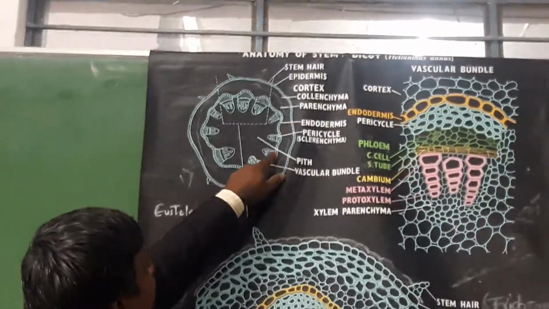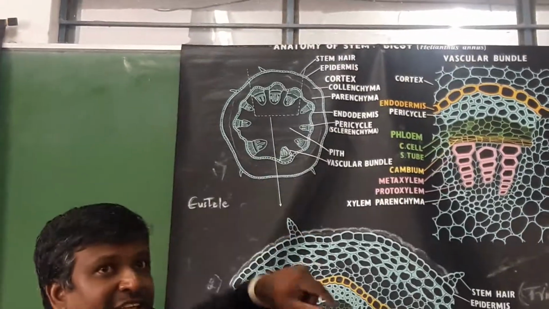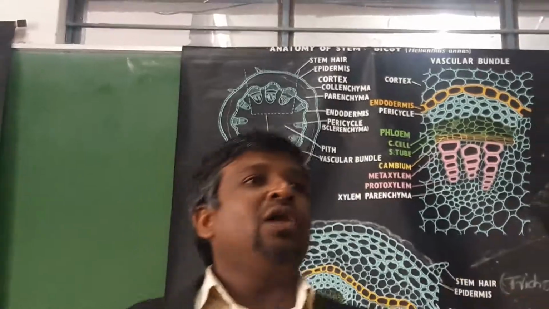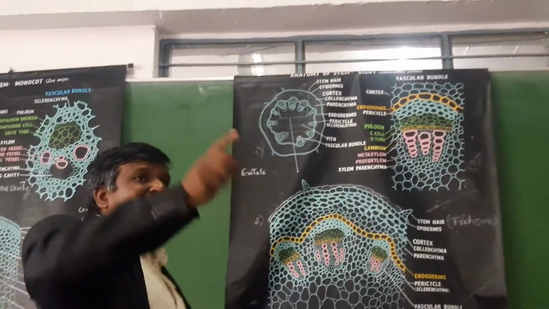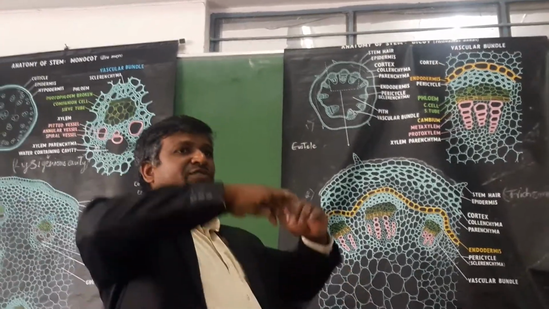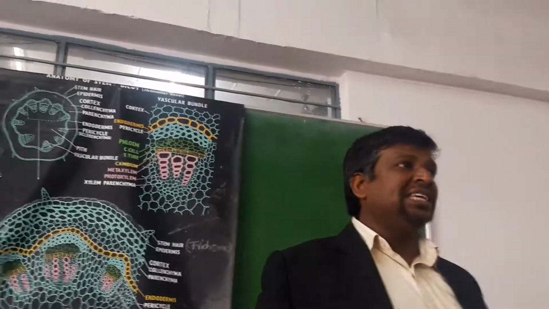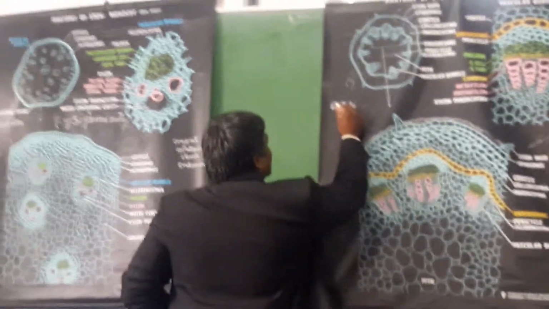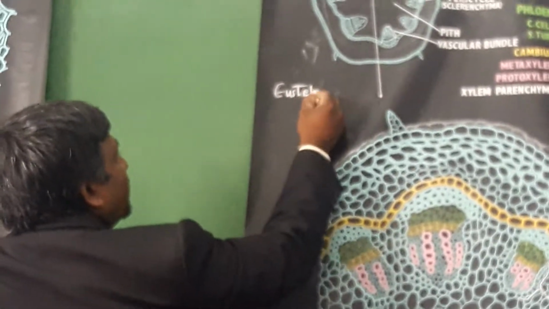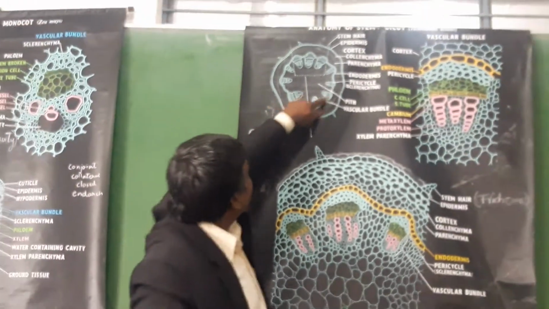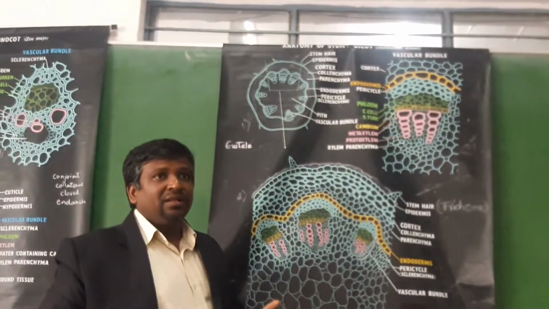And these bulb-like structures that you find are all vascular bundles. How are the vascular bundles arranged? In a ring-like manner. Even though it is wavy, it is a ring-like arrangement. So this type of stele in the dicot stem, we call it eustele. What do we call it? Eustele, where the vascular bundles are arranged in a ring-like manner.